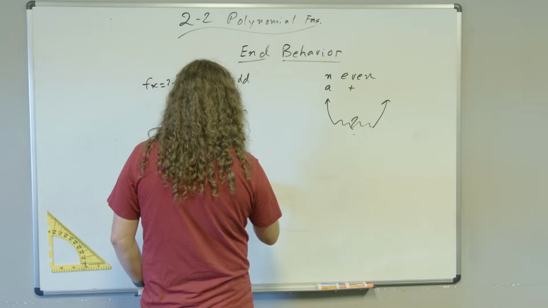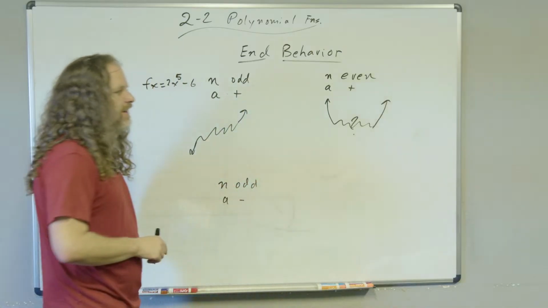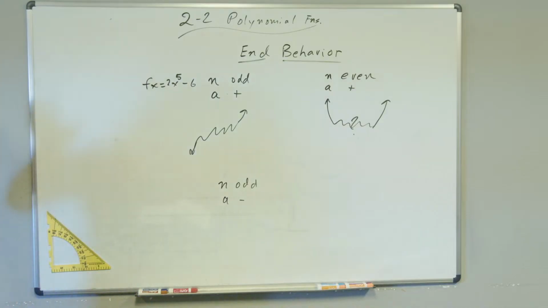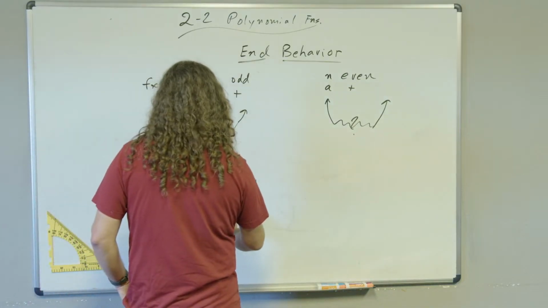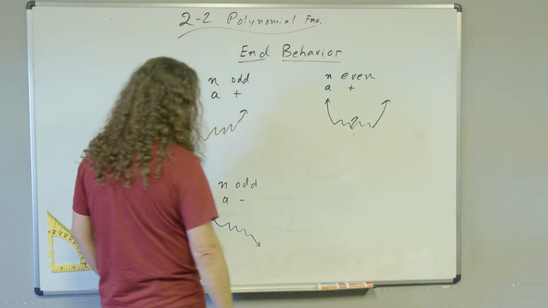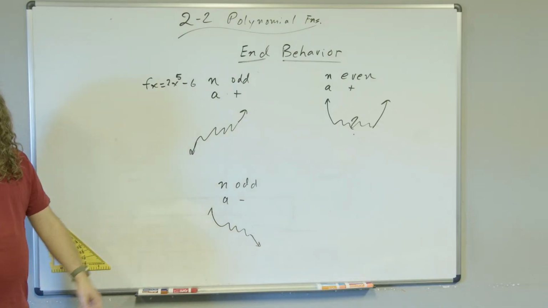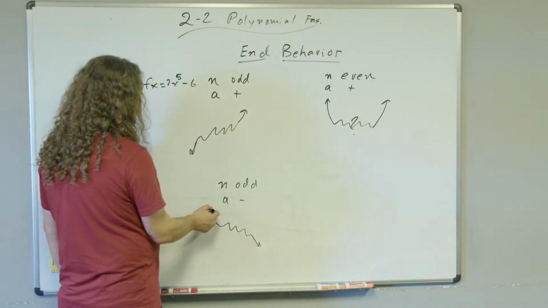When n is odd, but a is negative, what's it going to look like? It's going to look like that, down and to the right, or up and to the left.